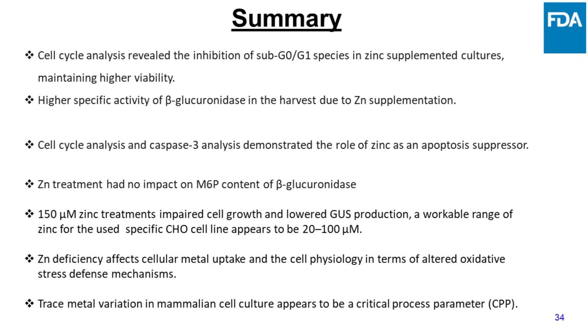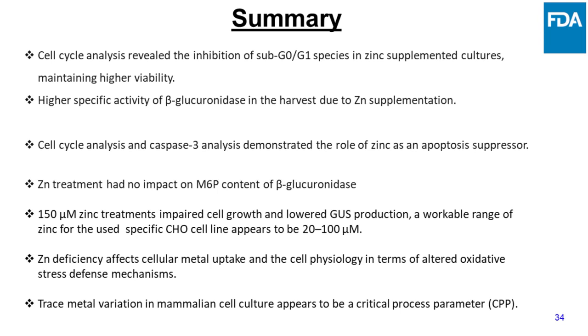To summarize, cell cycle analysis revealed an inhibition of the sub-G0 and G1 species in zinc-supplemented cultures, and that maintained the higher viability. Higher specific activity of beta-glucuronidase was seen at the harvest in zinc-treated samples. Cell cycle analysis and caspase-3 analysis showed that the zinc acted as an apoptosis inhibitor. Zinc treatment did not have any impact on mannose-6-phosphate content.